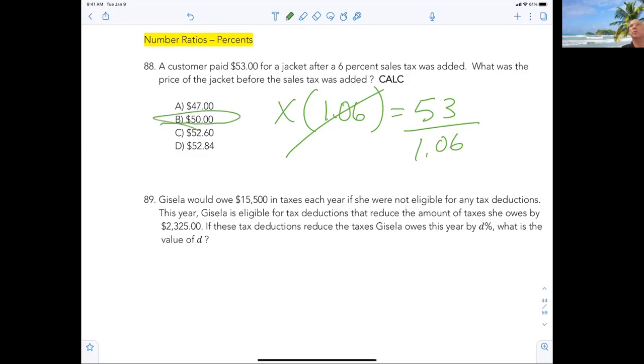Which we know is how much money? 50, of course. Right, now please tell me if you're not understanding how I got the 1.06. The 1.06 comes from 100% for paying and 6% tax, so you have to pay what? 106% of everything that you buy. All right?